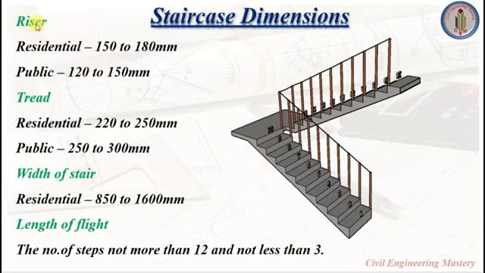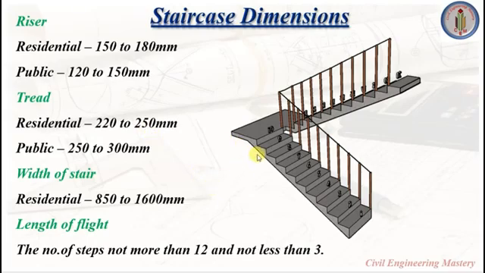So let's see. First one is riser. For residential building, it is 150 mm to 180 mm. Usually we provide 150 mm, that is 6 inches. But for public buildings, it is 120 to 150 mm. Next, coming to the tread. For residential building, 220 to 250 mm. Usually we provide 250 mm. So that is the size of the tread, the horizontal portion, right? We provide 250 mm for residential building and for public it is 250 to 300 mm.